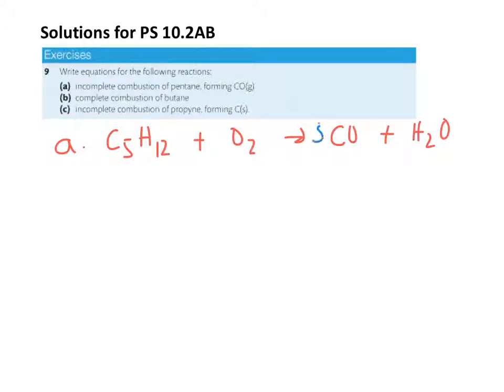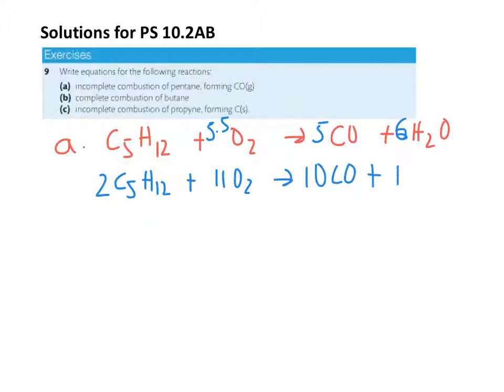And then you're going to have to use your rap sheet or whatever to go ahead and balance this. So I'd put a 5 here for the carbon. I'd put a 6 here for the hydrogen. And then that leaves me 5 plus 6 is 11 oxygen. So I could balance this with a 5.5. Or if you prefer, you can double the whole thing and rewrite this as 2 pentane plus 11 oxygen yields 10 carbon monoxide and 12 H2O. And either of those is acceptable to IB.